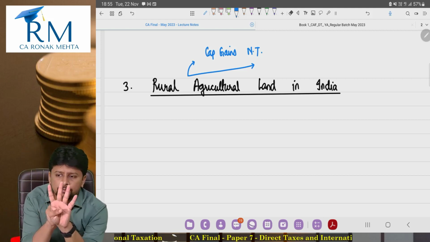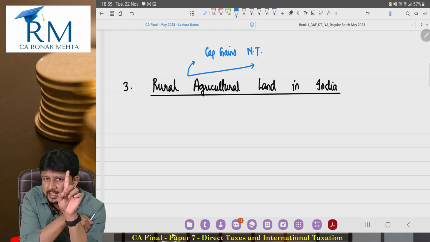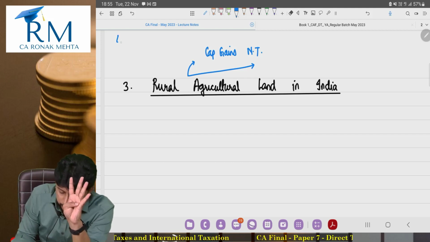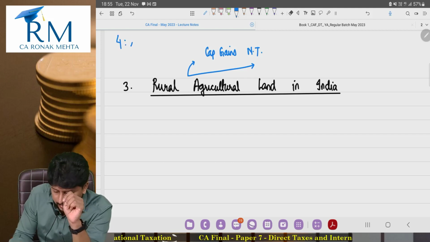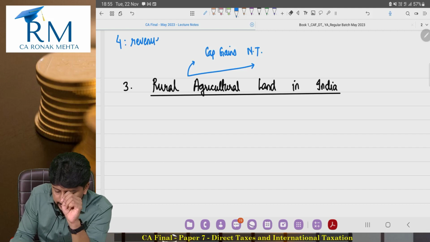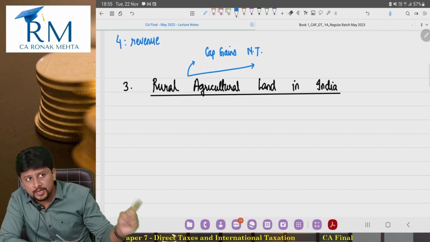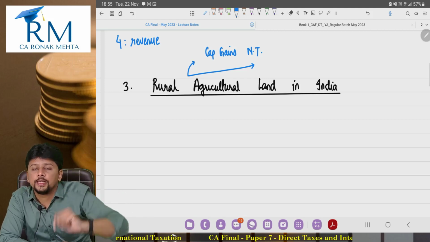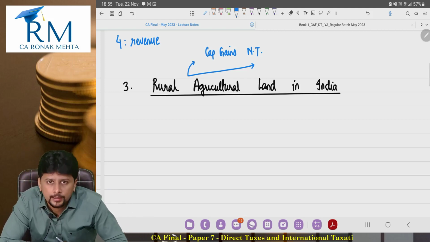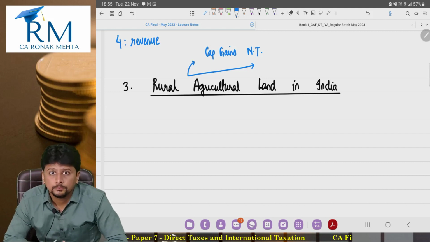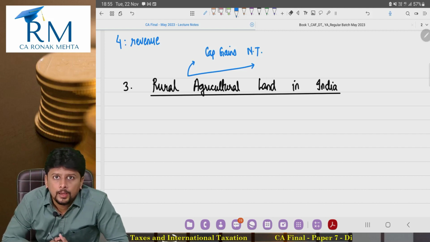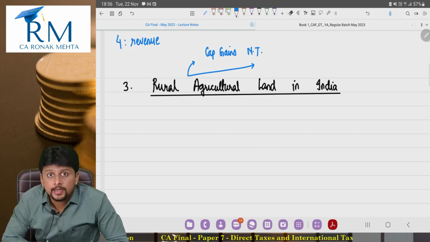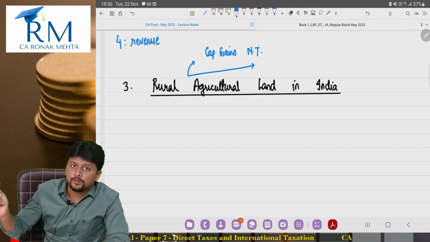Observe the 4 heads of income that I just named: salary, house property, PGBP, IFOS. Those 4 heads of income are all revenue in nature. When you are earning profit by selling rural agricultural land, what type of income are you earning? Revenue or capital? Obviously capital. For capital type of income, you have a head. Which head? Capital gains. The other 4 heads of income are anyways revenue.